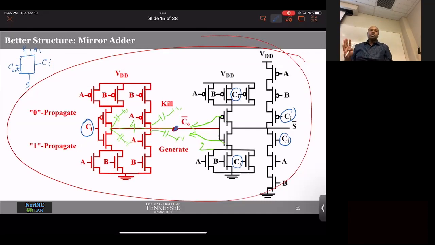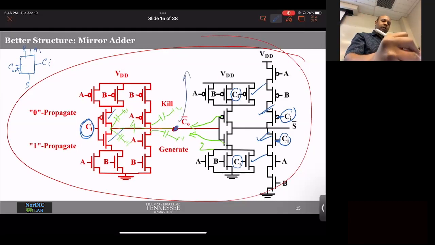Do you see the point? So how many transistors are you driving with carry in? One transistor, and you're driving the gate. You see, you're driving the gate with the carry. 1, 2, 3, 4. And this guy is the boss, driving 2, 5, 6. See, 6 gate capacitances are being driven by this simple node. 6 gate capacitances for the next stage. Now, do you see the concern?